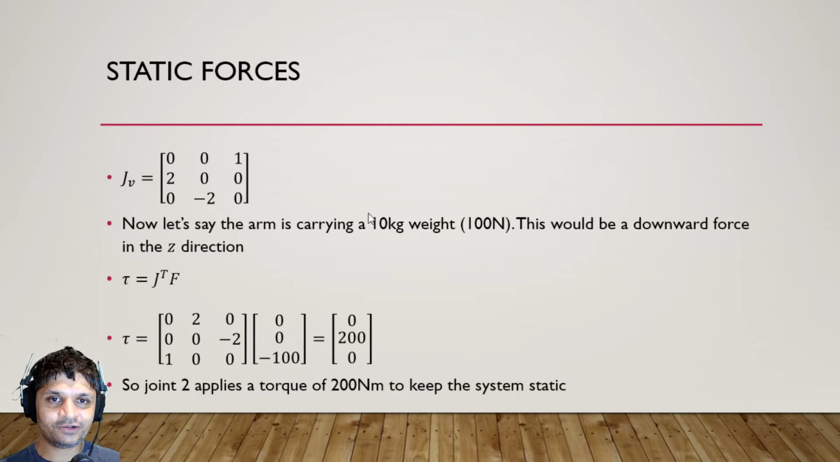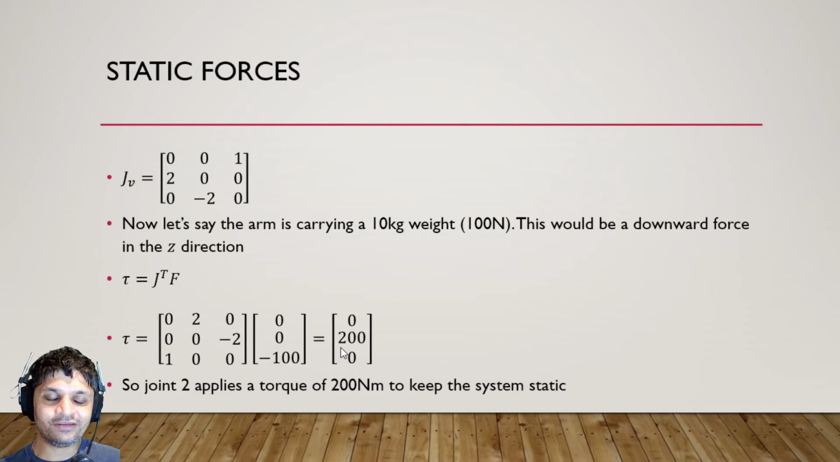And I know that tau is equal to the Jacobian transpose times the force. So let's say the arm is carrying a 10 kilogram weight. That means there's going to be 100 newtons of downward force in the z direction, because I'm pulling downwards on the arm. So the end effector has a force of minus 100 operating in the z direction. Now, if I multiply the Jacobian transpose by the force, I get tau, this vector 0, 200, 0. And these are now my joint forces.